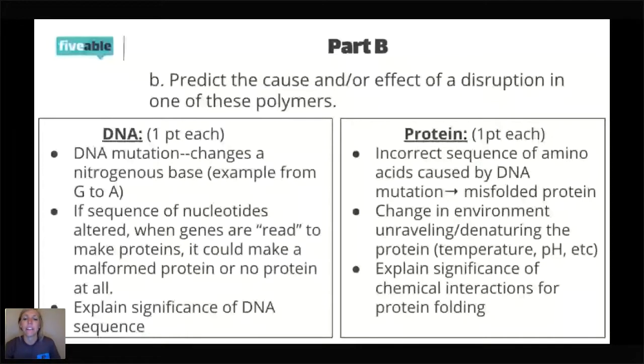And then also finally, like I said before, explain the significance of chemical interactions. So really go in and show that AP reader you know what you're talking about. Don't just say, oh, the protein would be malfunctioned, right? Because it's like, all right, well, why? Explain why. Explain, well, proteins have a function because of their shape. Why do they have the shape they have? Because they fold in a very particular way, right? Okay, so make sure you just really, really, really explain that well.